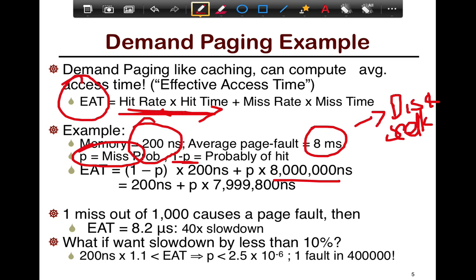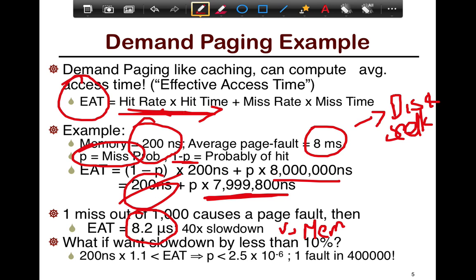Okay. So if you assume that this is a really small portion, then what's really important is this, right? So the general idea is, let's look at some probabilities. Let's say that 1 out of every 1,000 accesses causes a page fault. So 1 out of 1,000 is something like 0.1%. At that point, you're already seeing an 8.2 microsecond average latency, a 40x slowdown compared to memory. Obviously you don't want a 40x slowdown.